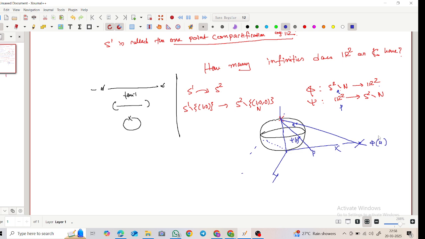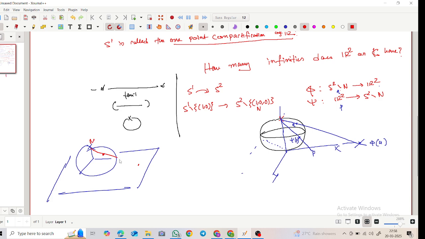What am I doing? First you have a sphere sitting on a big plane. So this is the North Pole. If this is your point, where should you map this? You map this to this point. That is the straight line joining the North Pole and the point where it cuts the R2.